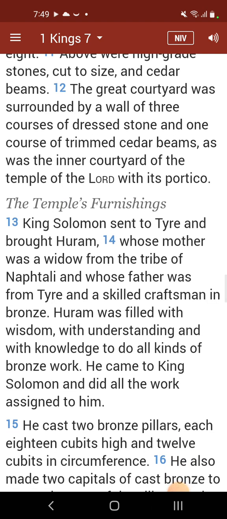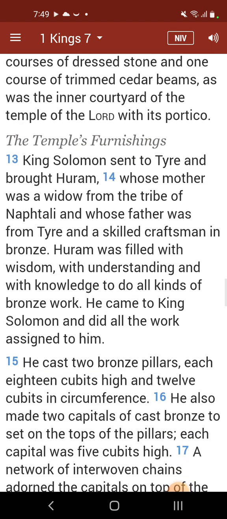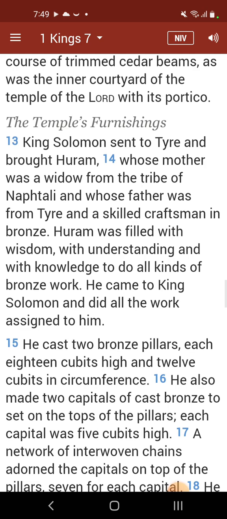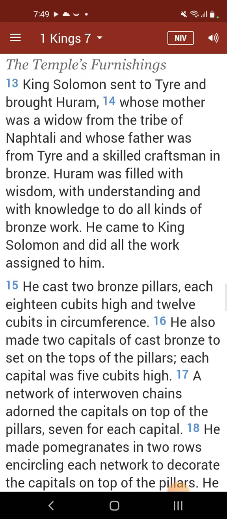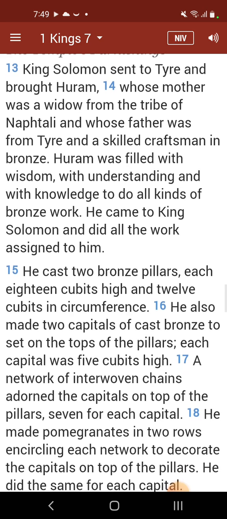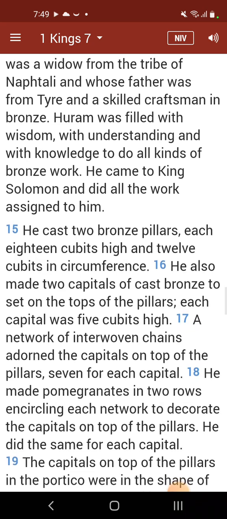King Solomon sent to Tyre and brought Huram, whose mother was a widow from the tribe of Naphtali, and whose father was from Tyre, and a skilled craftsman in bronze. Huram was filled with wisdom, with understanding, and with knowledge to do all kinds of bronze work. He came to King Solomon and did all the work assigned to him.